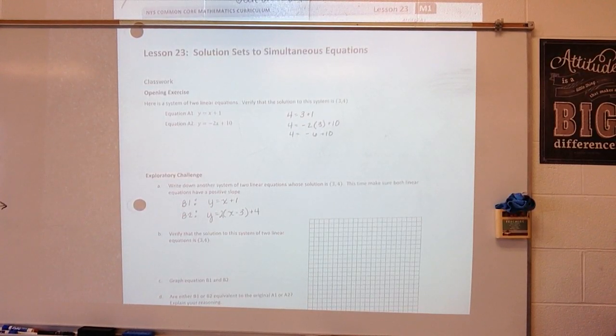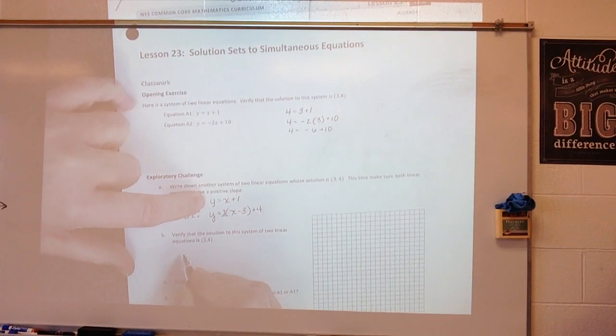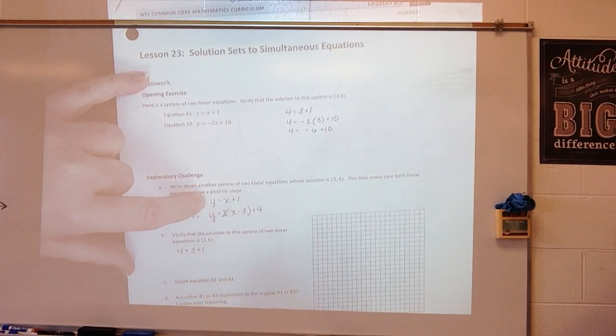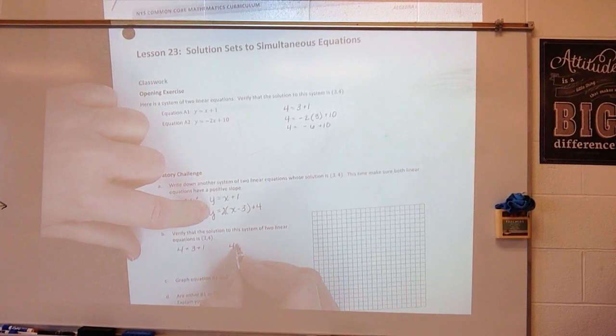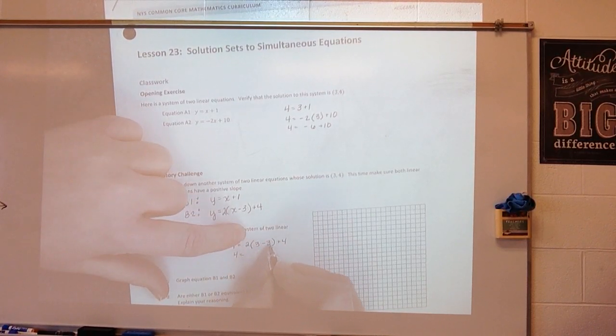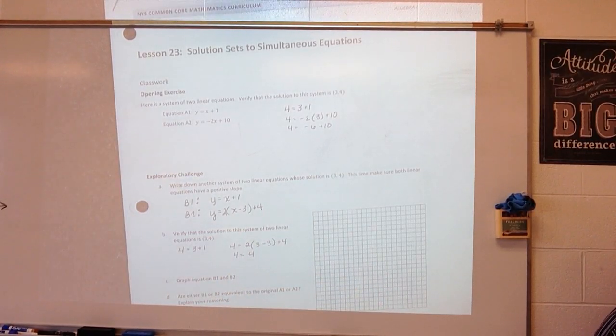Alright, so it says verify that the solution to the system of two linear equations is 3 and 4. Once again, I'm going to plug in 3 and 4. So 4 is equal to 3 plus 1. That works. Alright, and then 4 is equal to 2 times 3 minus 3 plus 4. So that would be 4 is equal to 2 times 0, which is 0, plus 4. So 4 is equal to 4.